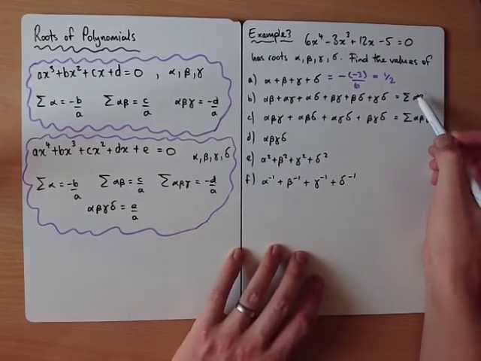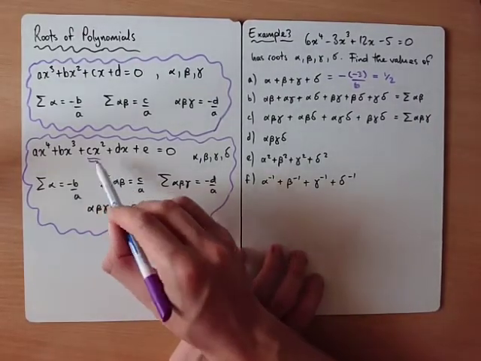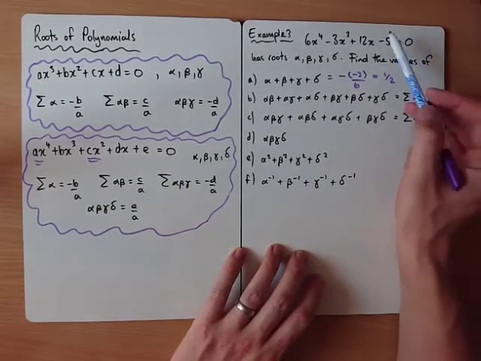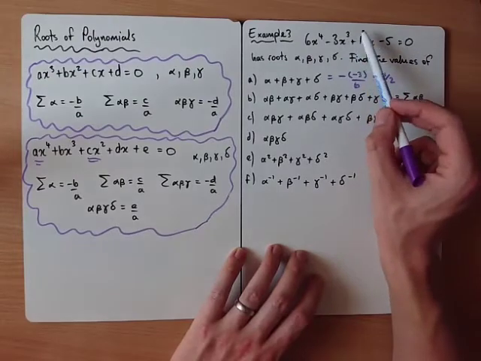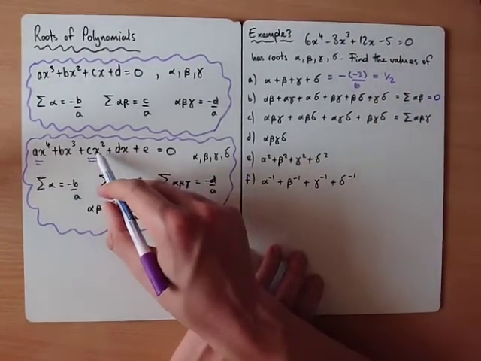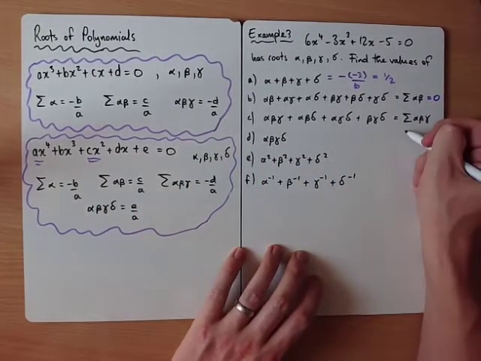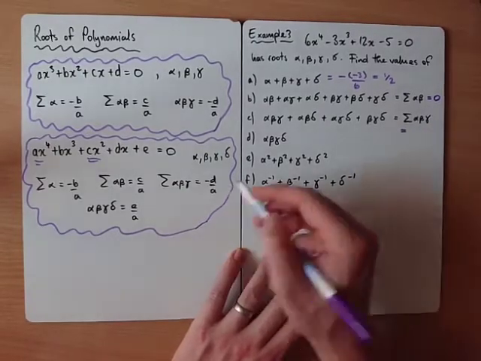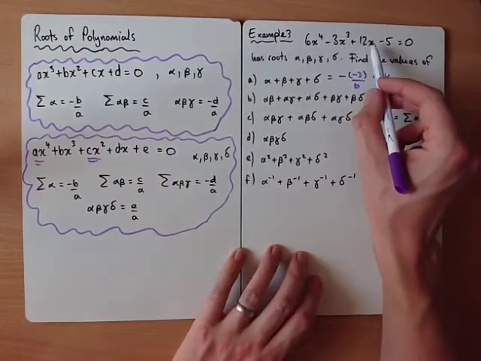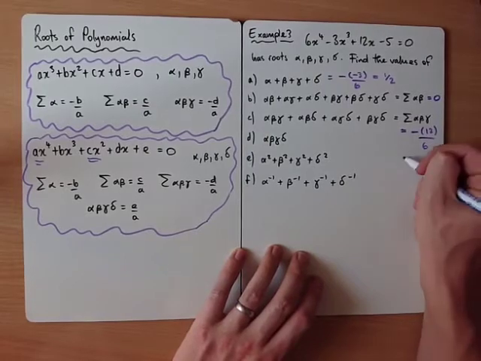For the next one, the pairs is C over A. And don't forget C is this x squared coefficient. Now if you look at this one, we haven't got an x squared coefficient. So we just get 0, because it would be 0 divided by 6. For the triples, it'd be minus D over A. So minus D is the x coefficient. So we get minus 2.